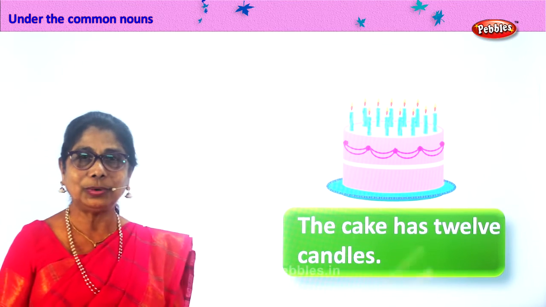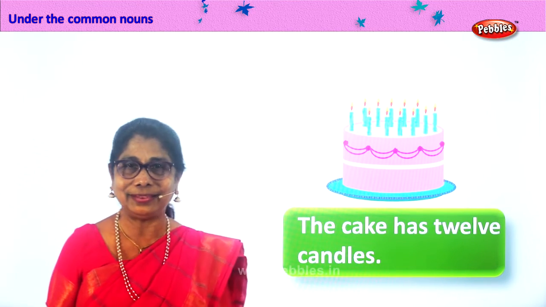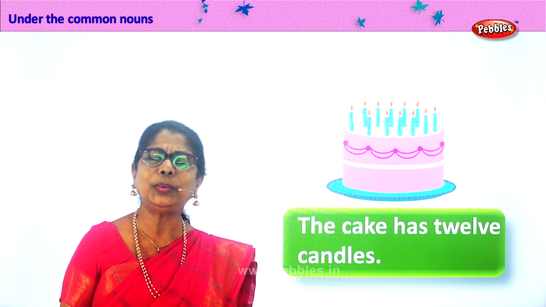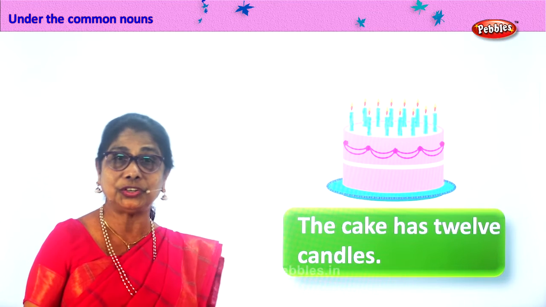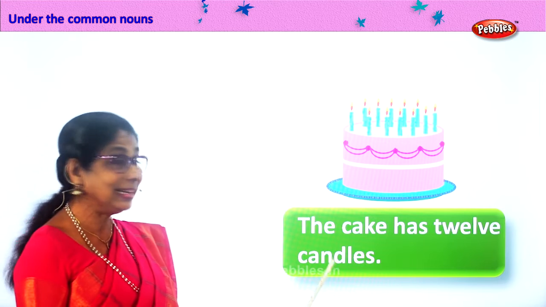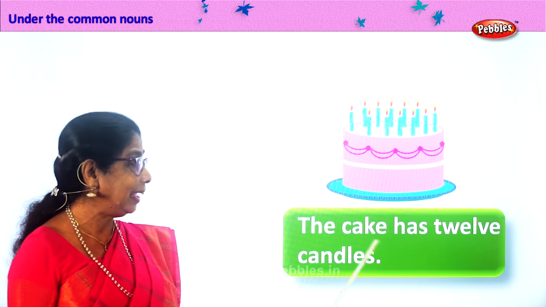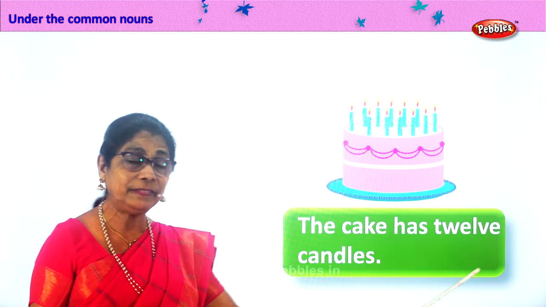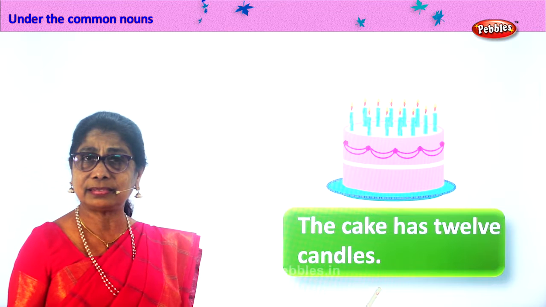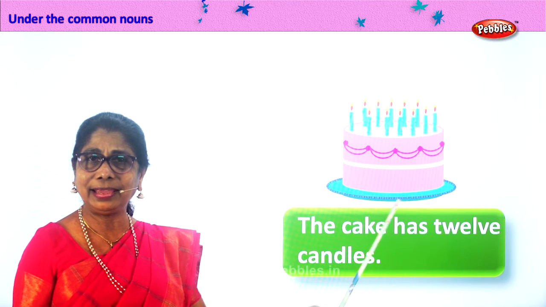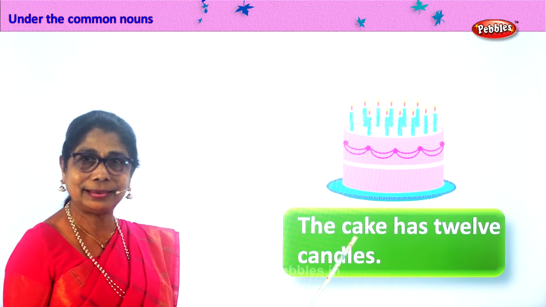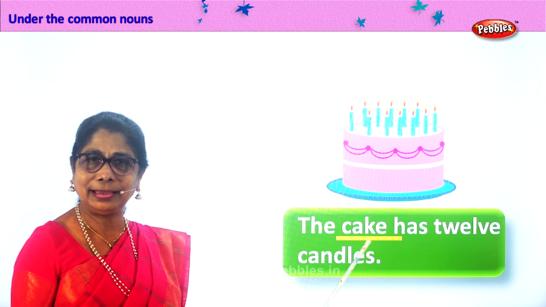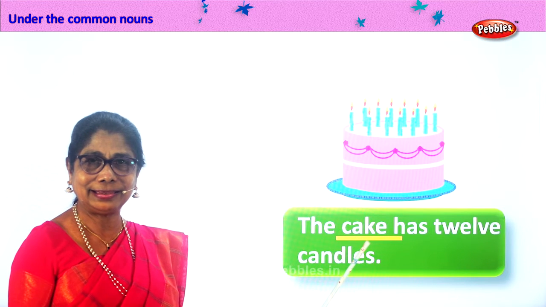Look. What is this? Your birthday cake. Lots of candles on it. What do you do with the candle? Blow. Before you blow, you wish. Yes. Let's read. The cake has 12 candles. Cake. What's the first common noun? Cake. We underline cake. It can be any cake.